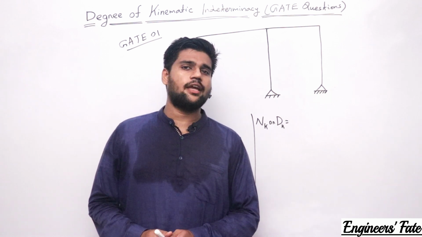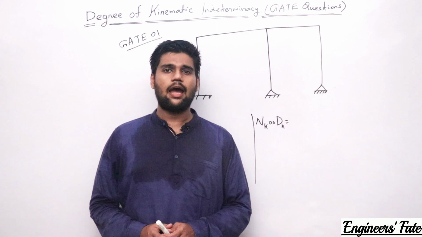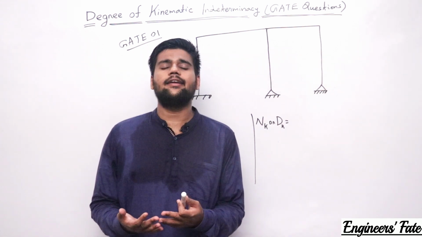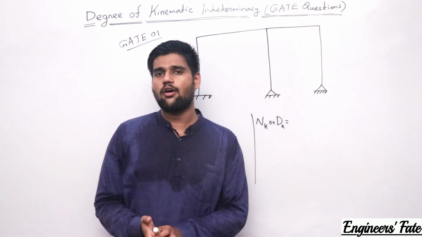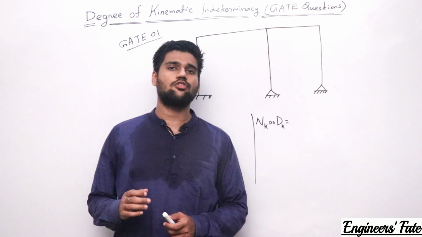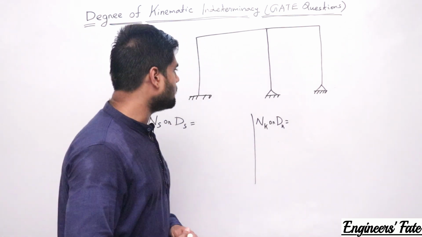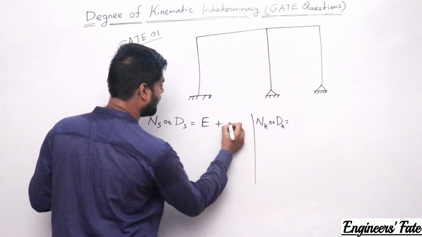So in this question he is asking the degree of static indeterminacy, ds, and he is also asking dk. I have briefly discussed the degree of static indeterminacy, and those who have watched it can solve any GATE question or any question. So let's find ds. ds equals E plus I.